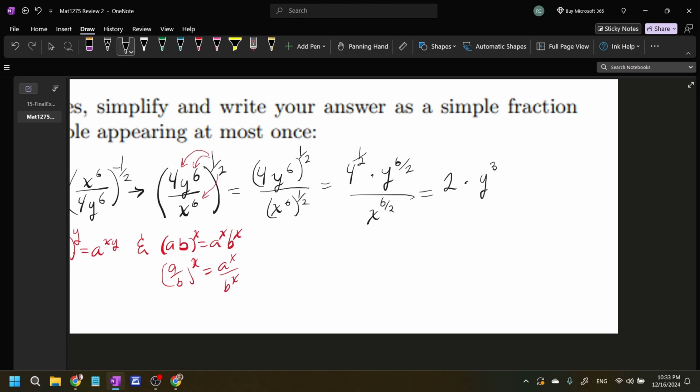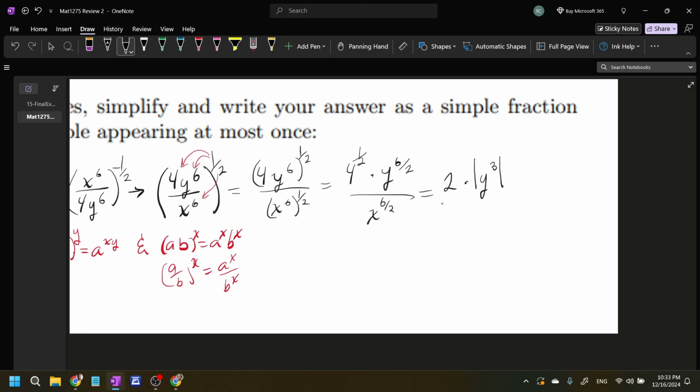But this leaves us with y to the 3rd, which is slightly problematic because we're starting off with y to the 6th, which is always positive over its domain. If we look at y to the 3rd, it can have a negative output value. So we actually need to put absolute value here.